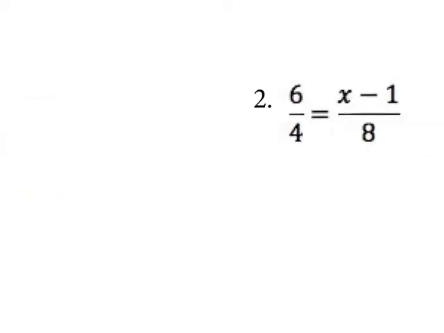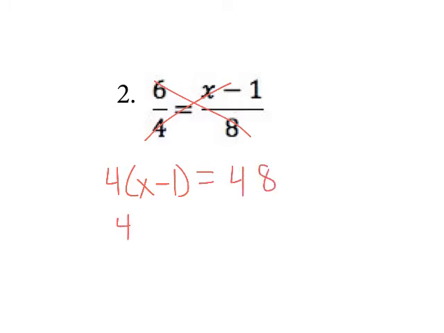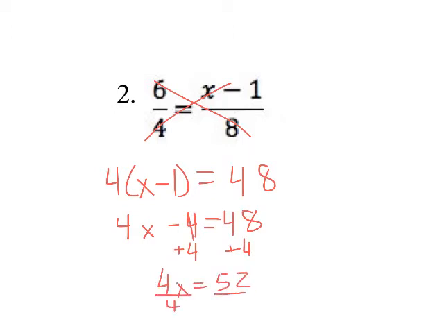So y is 18. Come over to number 2. So I have 4 distributed in. So 4 times x minus 1. 6 times 8 on the other side is 48. Distribute and you get 4x minus 4 equals 48. Add 4 over to the other side. 4x equals 52. Divide by 4. And x is 13. Is that right?